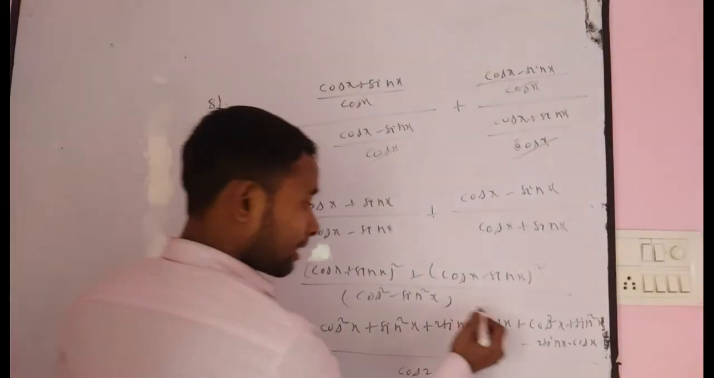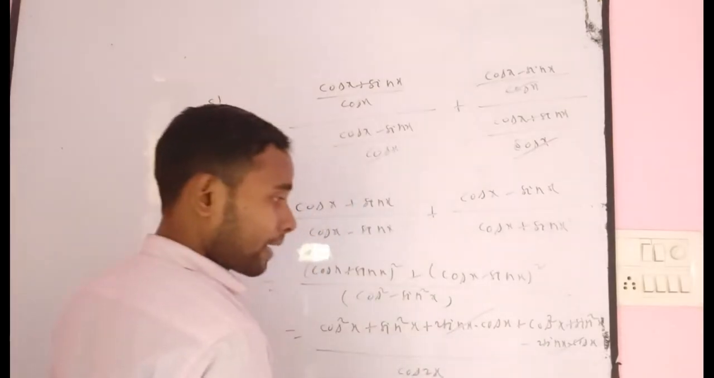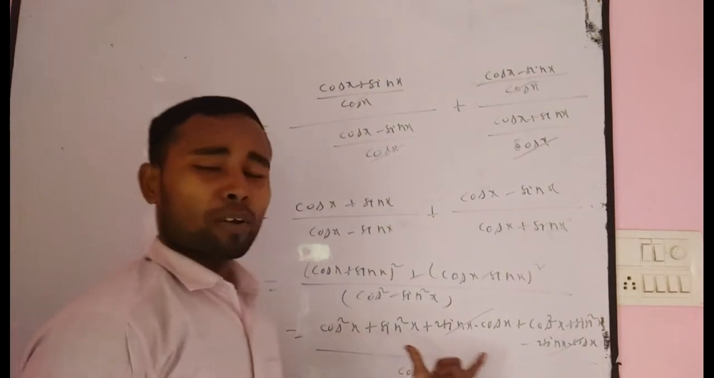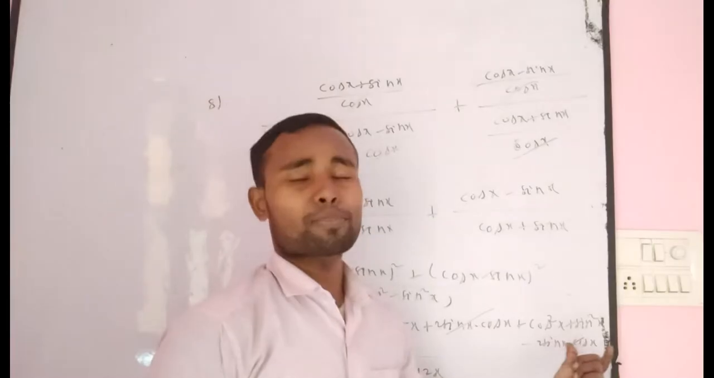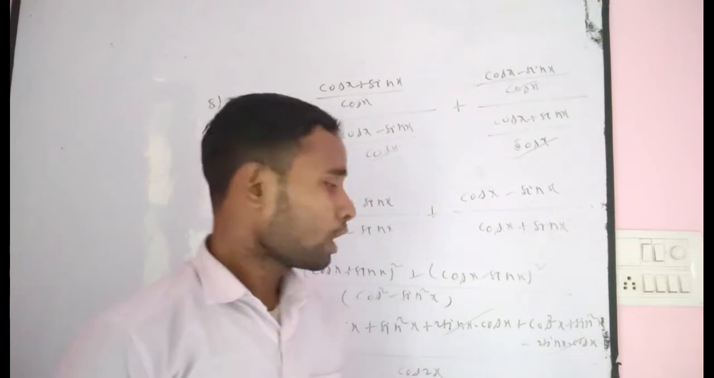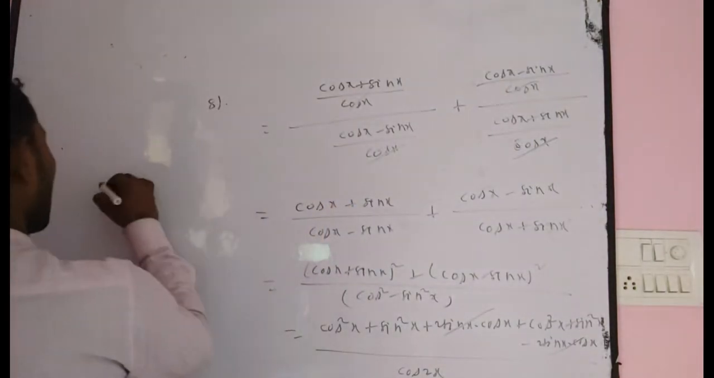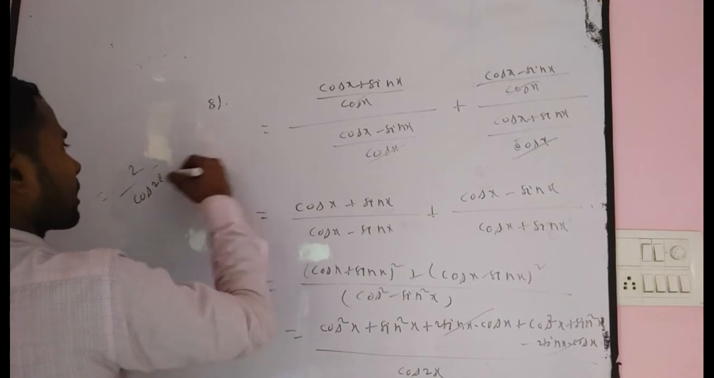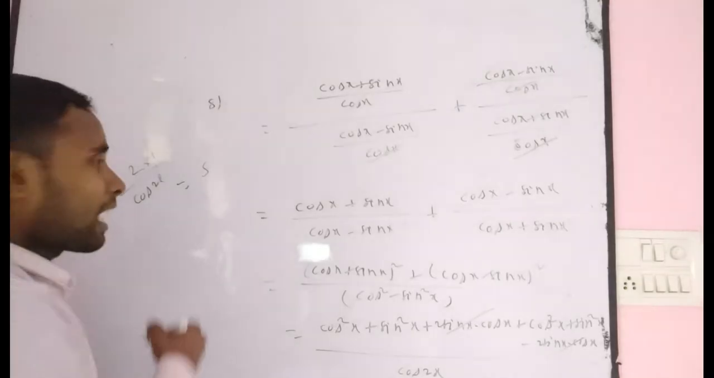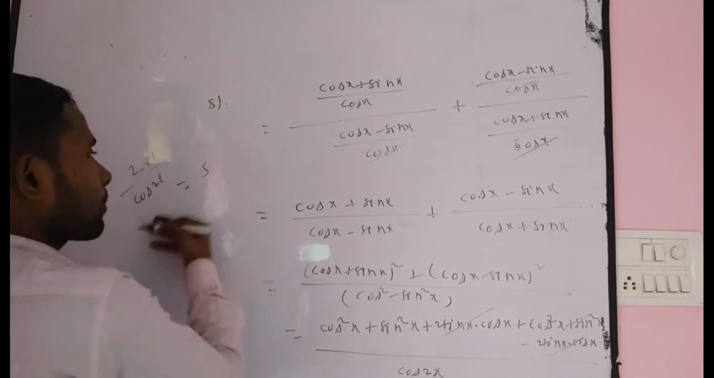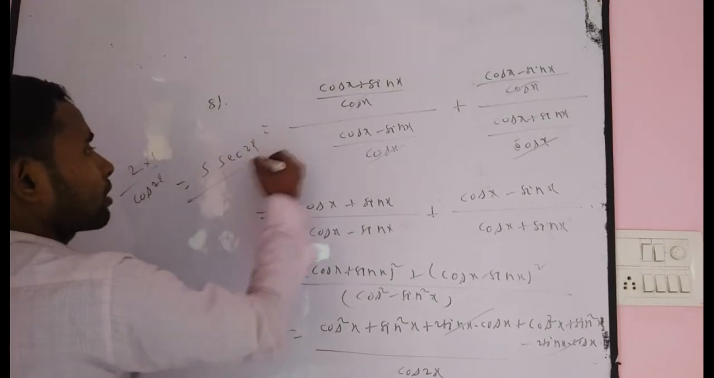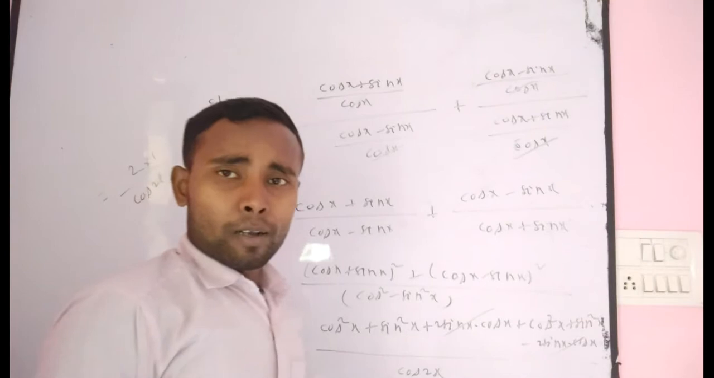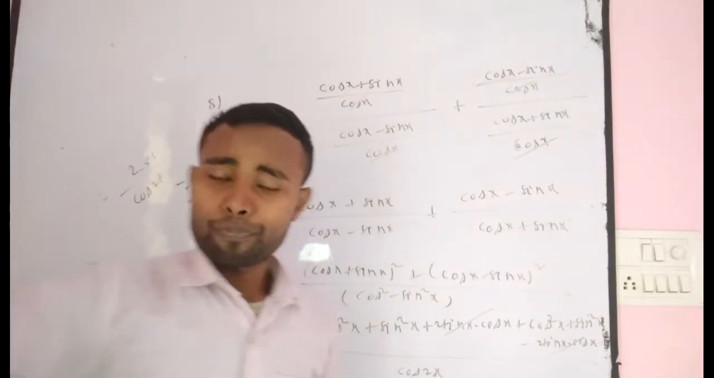Now here this term and this term cancel, vanishing each other, and cos square x plus sin square x is equal to 1, and here it is also cos square x plus sin square x equal to 1. That means 1 plus 1 is 2. So you can write it as 2 by cos 2x. Now 2 by cos 2x means 2 into 1 by cos 2x, and 1 upon cos 2x is equal to sec 2x. This is your required answer.